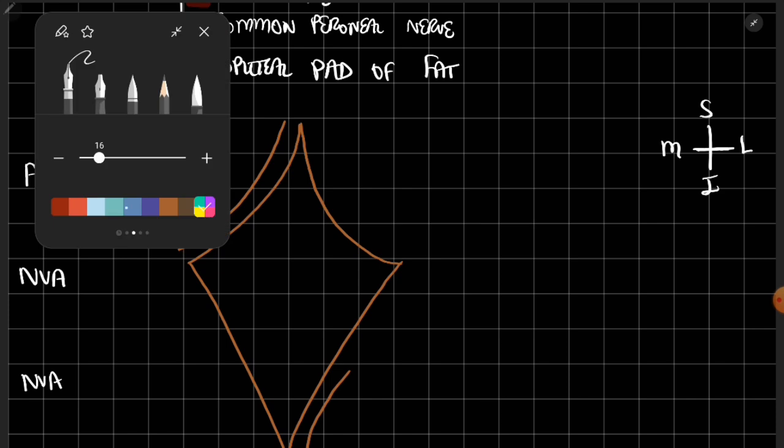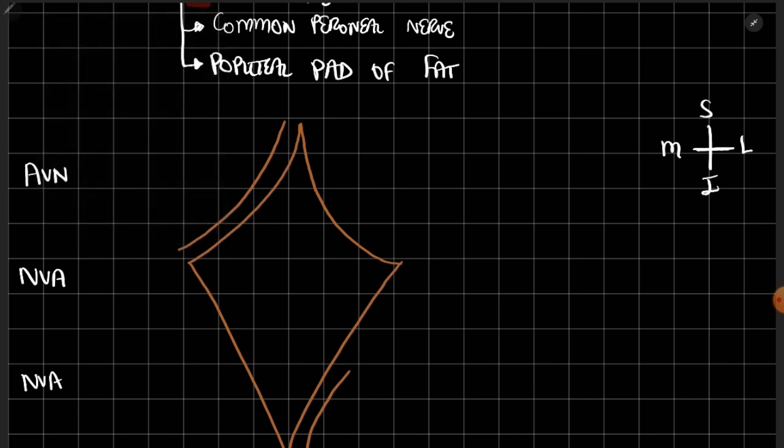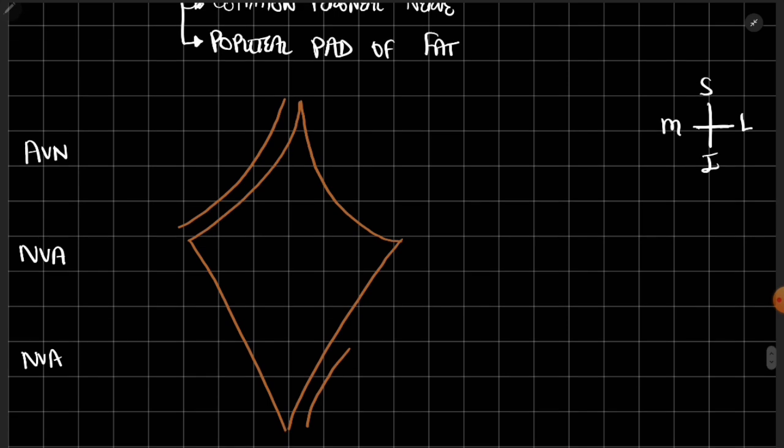It is not out of syllabus. It is out of our area of discussion, though we will draw it at first, the common peroneal nerve itself. Basically the common peroneal nerve gets divided and goes on the lateral aspect like this. So let me just mark it, the common peroneal nerve.